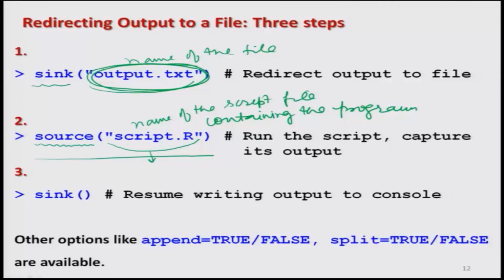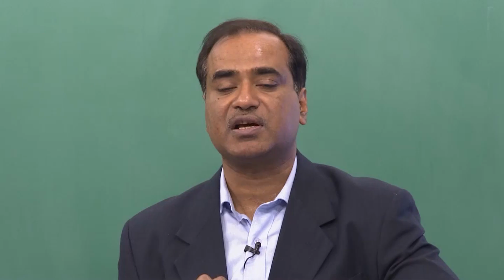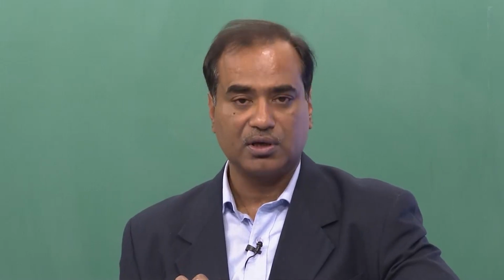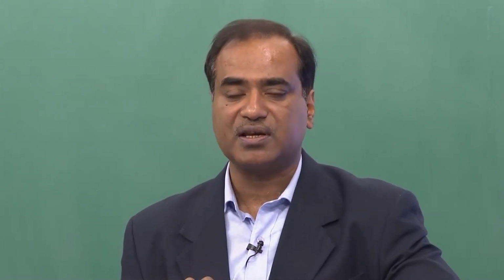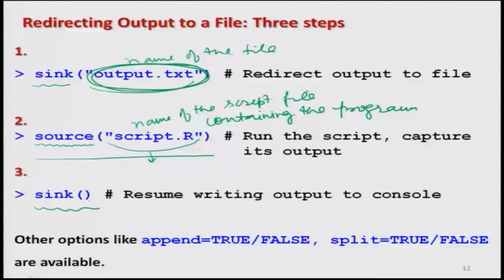And once the program is over, in the third step we need to inform R that I do not want to redirect the outcome towards a file any more, please stop it, and now start giving the outcome on the screen or the R console. In order to inform the R software of this, we use the function sink with no arguments. This will inform the R software to resume writing the outcome to the R console.